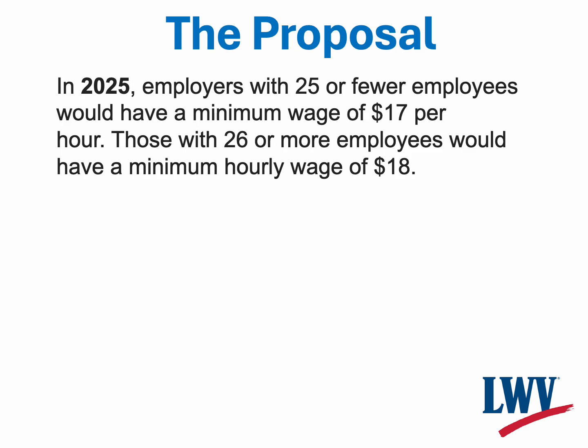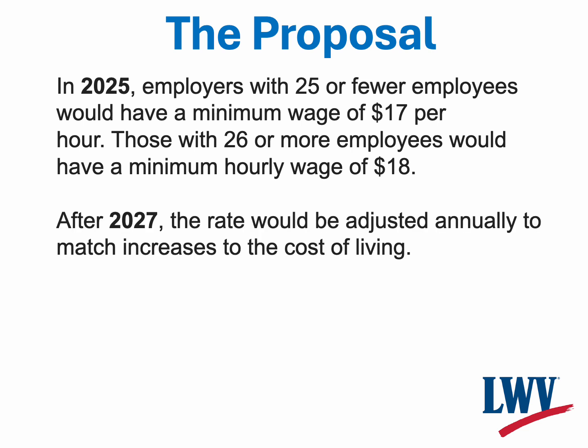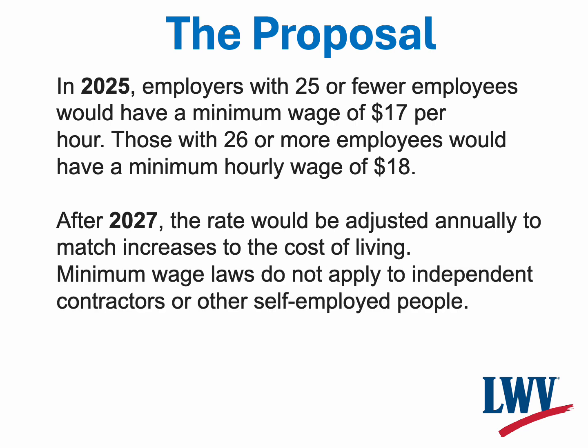If this passes, in 2025, employers with 25 or fewer employees would have a $17 per hour minimum wage. But those with 26 or more employees would have a minimum hourly wage of $18. In 2027, the annual minimum wage would be adjusted to match the cost of living unless there's an economic downturn when there would be no increase. Minimum wage laws do not apply to independent contractors or people who are self-employed.